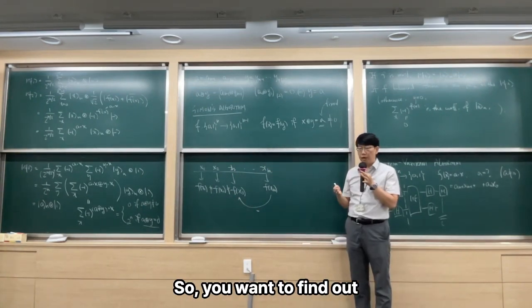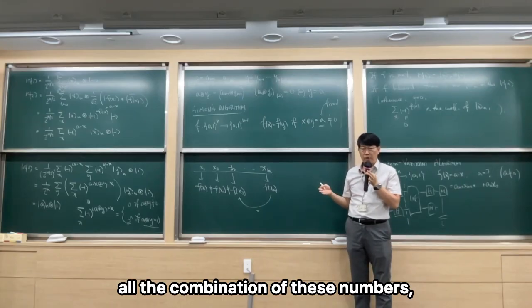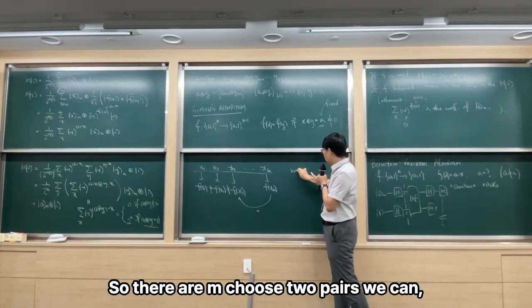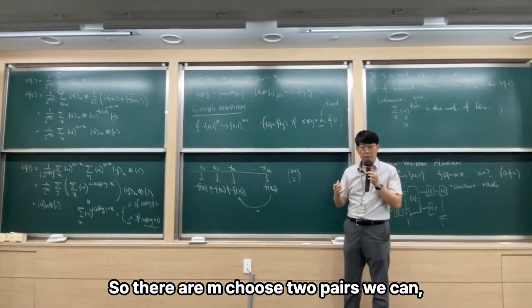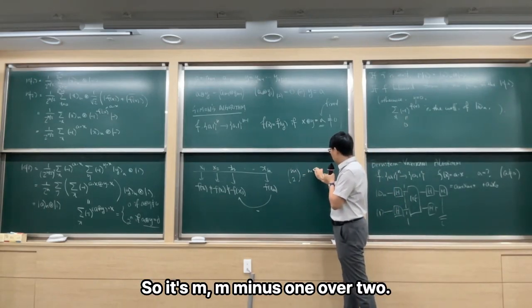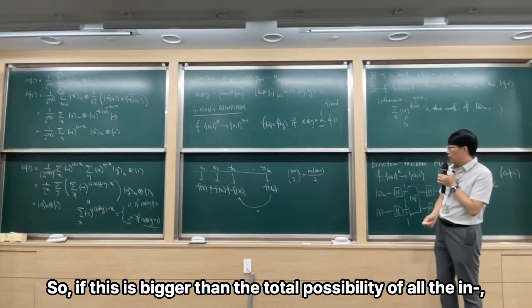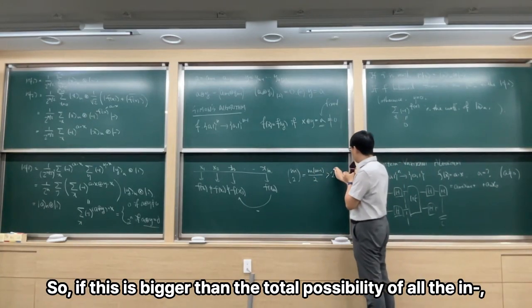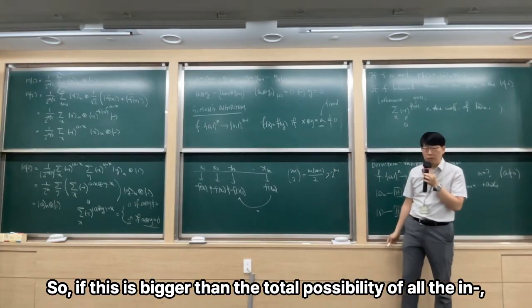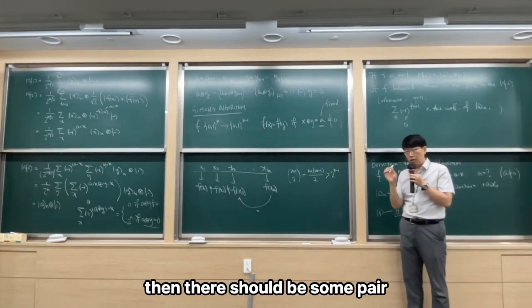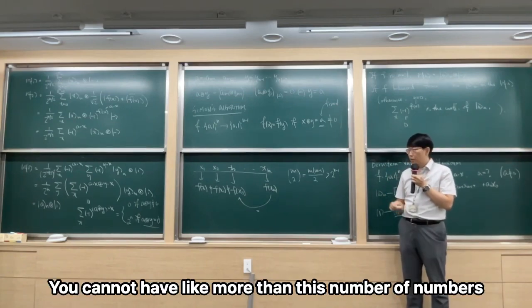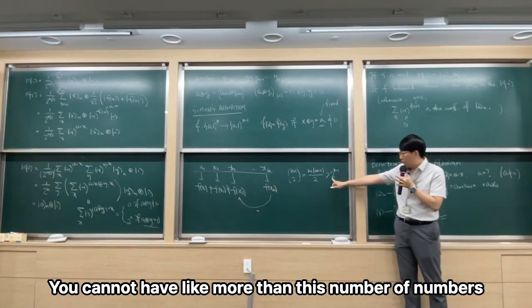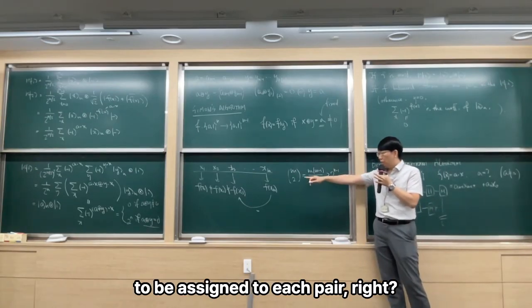So you want to find all the combinations of these numbers, pairs of combinations. So there are m choose 2 pairs we can make, right? So it's m times (m minus 1) over 2. If this is bigger than the total possibility of all the outputs, then there should be some pair which has the same value, right? You cannot have more than this number of numbers to be assigned to each pair, right?